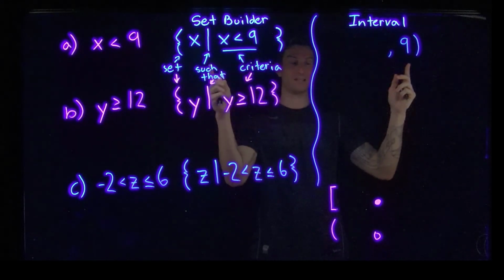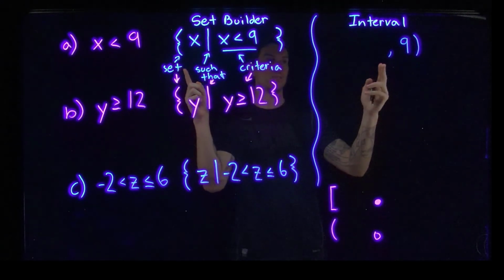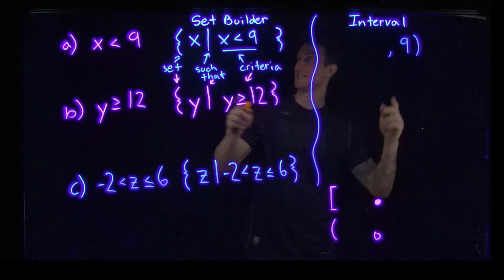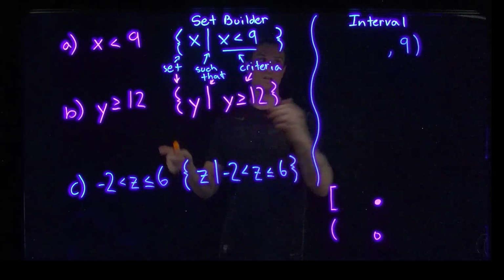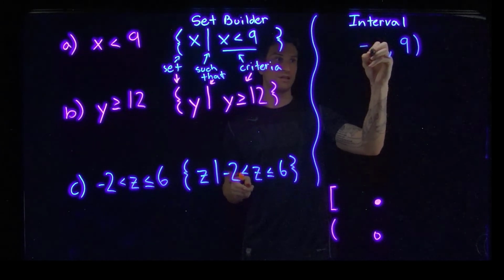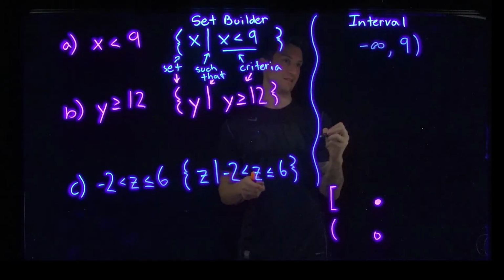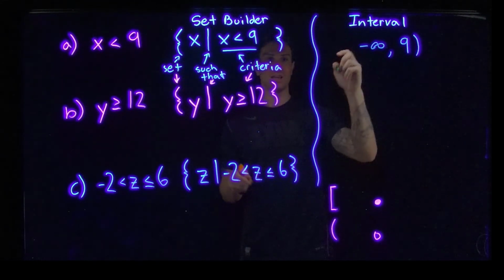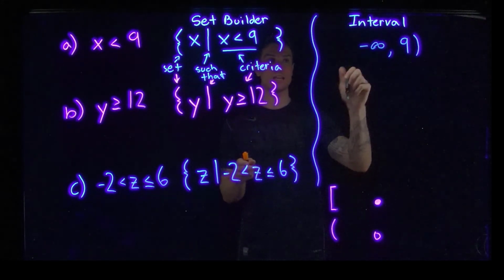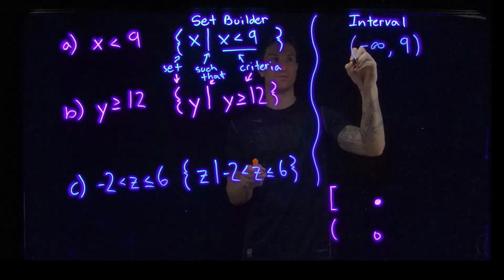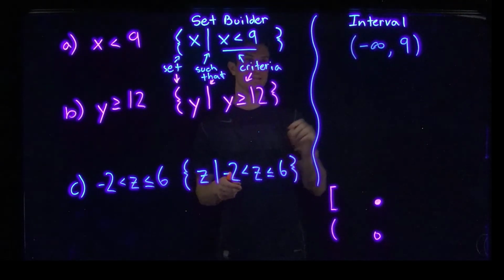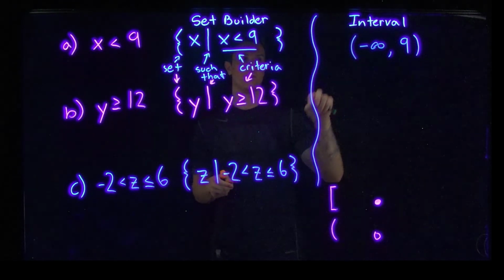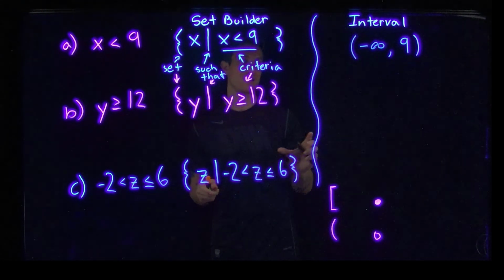So for an interval, we need two numbers, right? What is the other number? Well, if x is less than 9, it just keeps going on and on and on forever. We're just going to go to negative infinity. That's a bad infinity sign. I'll leave it, and with infinities, positive or negative, you always have the parenthesis, right?